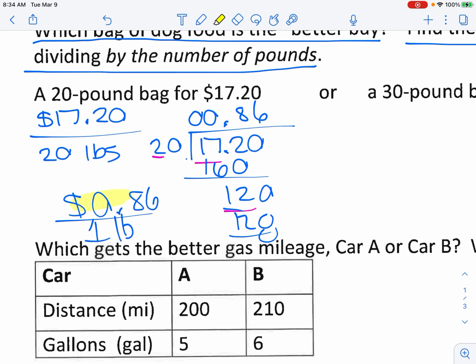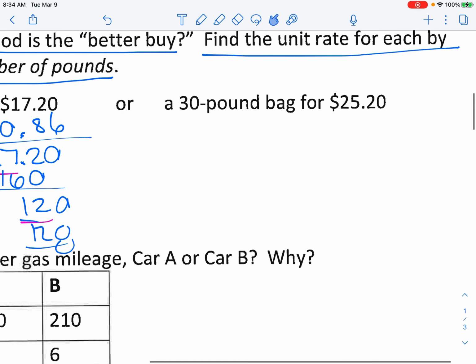Remember, we always highlight the unit rate. So this company is charging me 86 cents per pound of dog food. So let's compare that to this bag. Here, I'm going to spend $25.20 on a 30-pound bag.